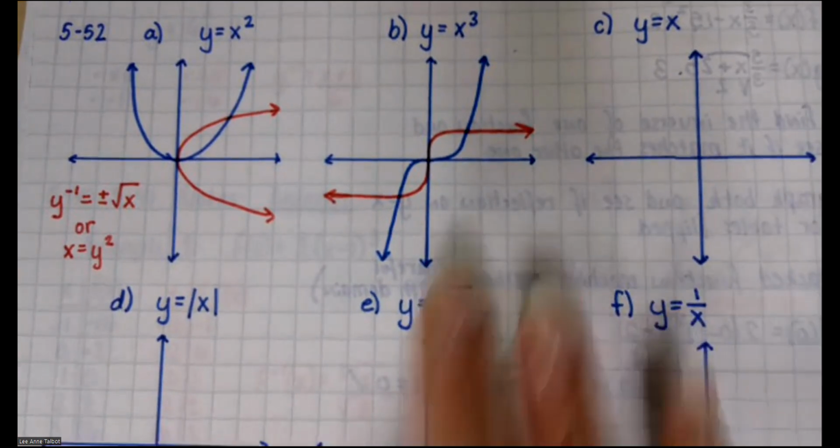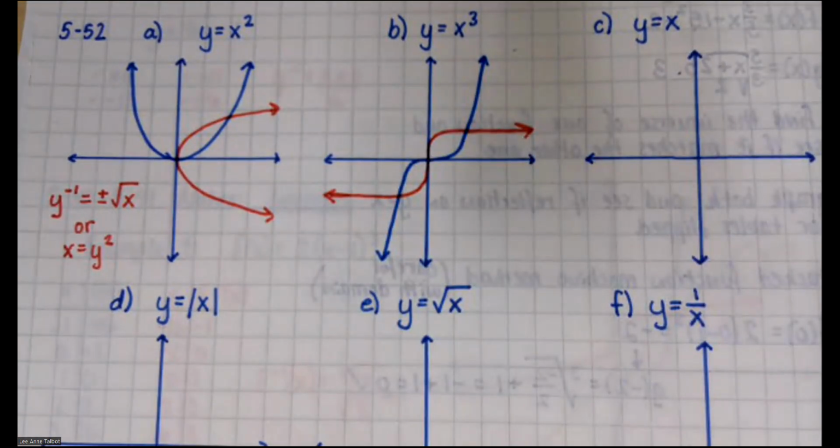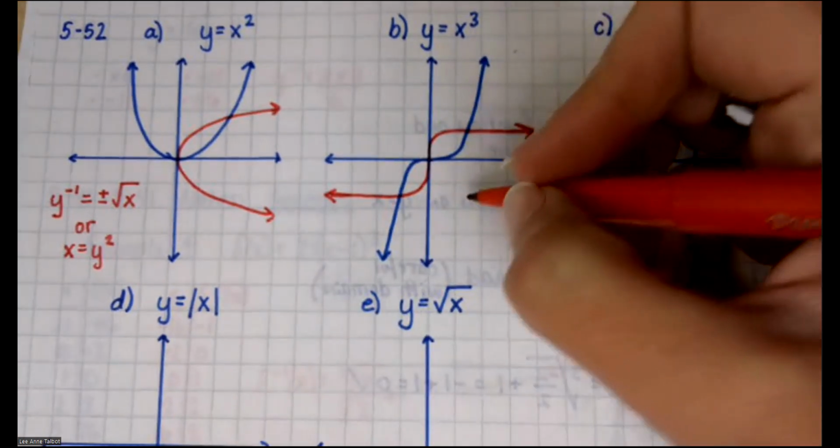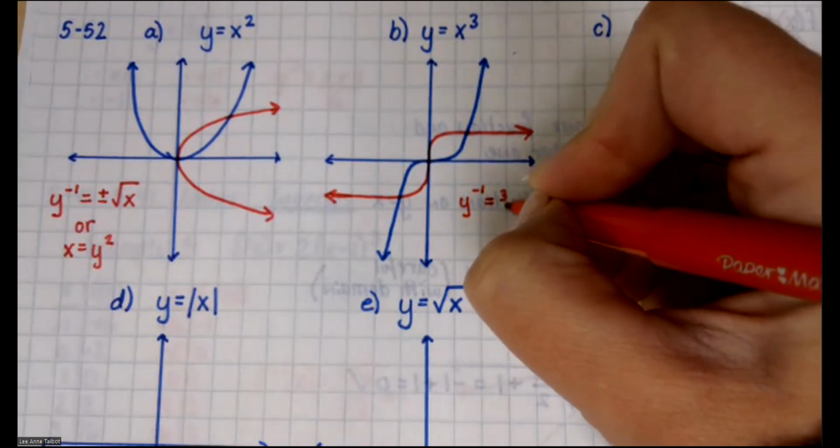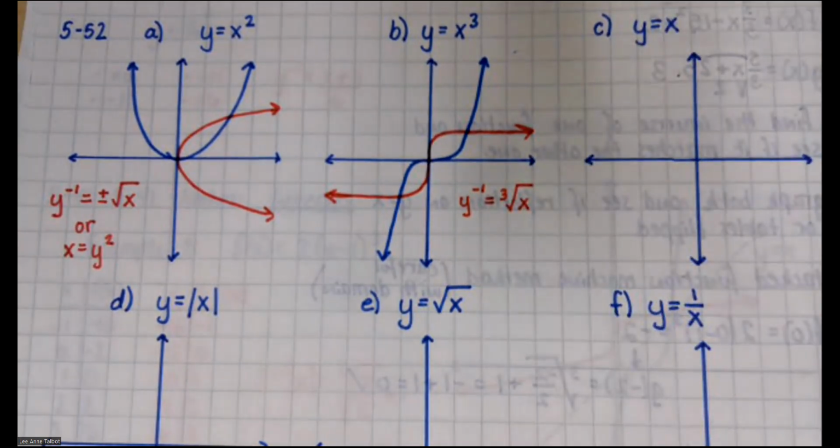Okay, so what function, just by common sense, undoes a cubed? Cube root. And do we have to worry about plus or minus on a cube root? No. Because negatives under a cube root actually work.